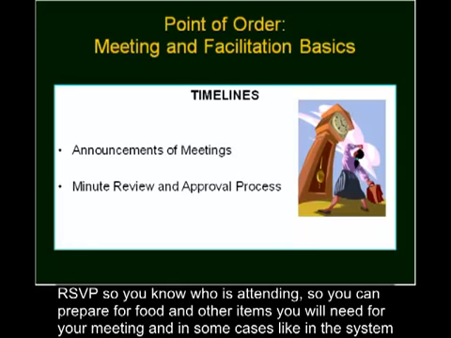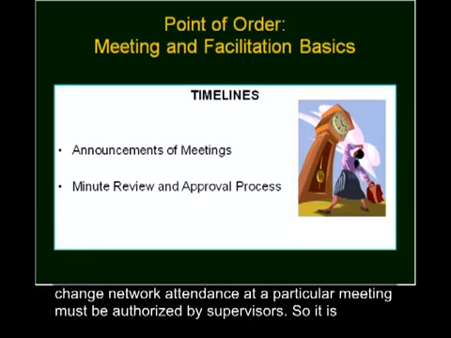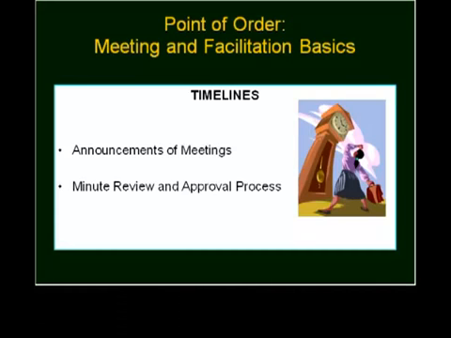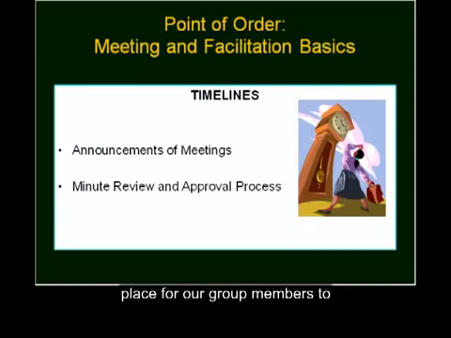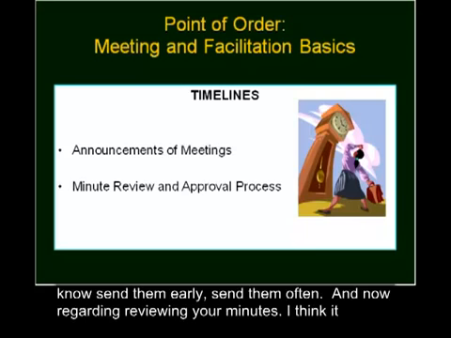And in some cases, like in the Systems Change Network, attendance at a particular meeting must be authorized by supervisors. So it's particularly important that everyone know ahead of time when a meeting is going to happen. And as we all know in the disability community, we do have accommodations that must be planned for and in place for our group members to attend. So we all know the bad joke, vote early and vote often. The same goes for your meeting announcements. Send them early and send them often.